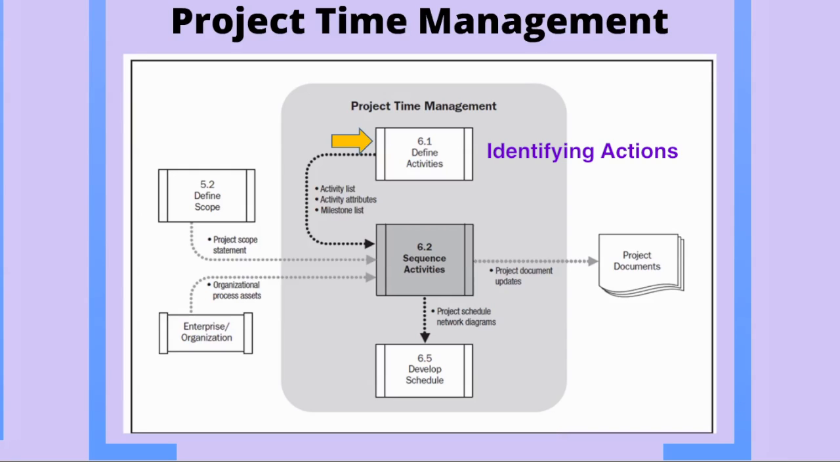Identifying the actions necessary to produce the project deliverables, that's what defining activities is. And it's a part of the planning process group. The define activities process involves identifying and documenting the activities that are necessary to produce the project deliverables, identifying a WBS. WBS is a work breakdown structure, and we're going to be talking more about the work breakdown structure during the class.